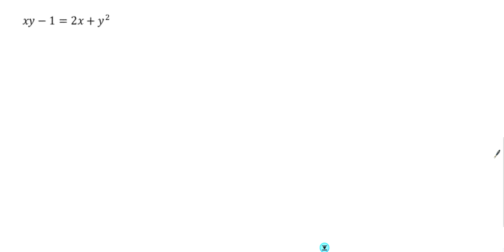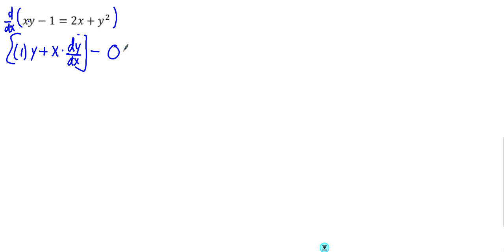Same thing. I'm going to be taking the derivative of this with respect to x. So I have x times y, which means I have to do product rule: derivative of the first times the second plus the first times the derivative of the second. So the derivative of y is dy over dx. So that's the first part. Minus the derivative of 1, which is 0, equals the derivative of 2x, which is 2, plus the derivative of y squared, which just like the last time is 2y dy over dx.